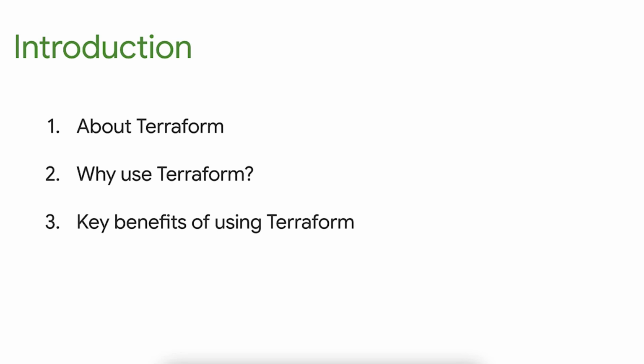Collaboration and version control. By storing configuration files in version control systems like Git, teams can collaborate more effectively and maintain a history of changes made to the infrastructure. In summary, Terraform empowers teams and developers to manage their infra efficiently and predictably while enhancing collaboration and reducing operational overhead.